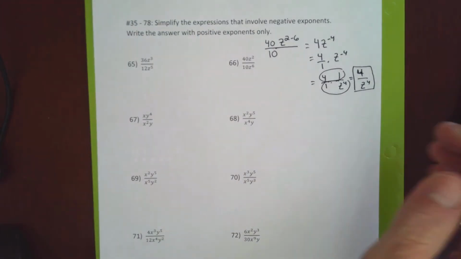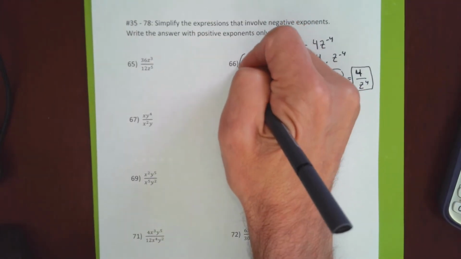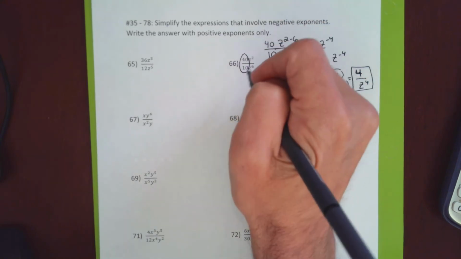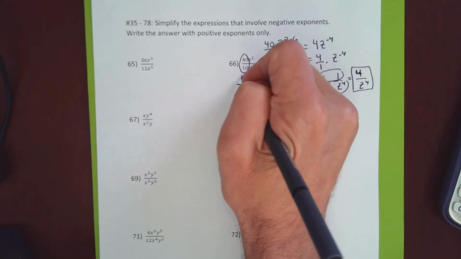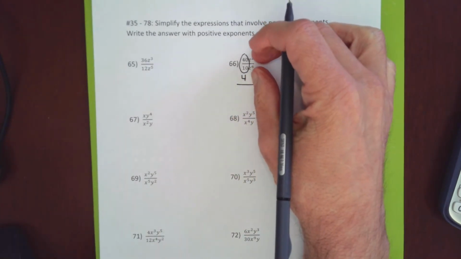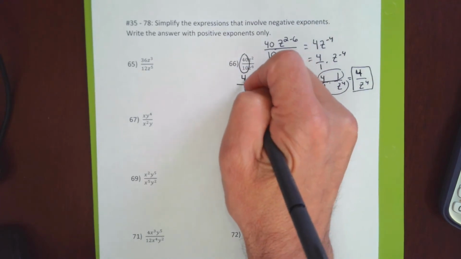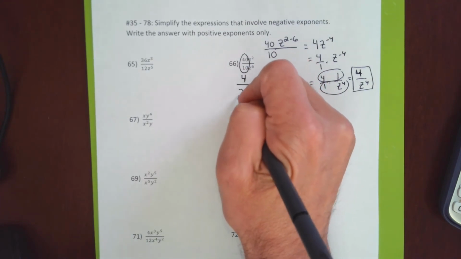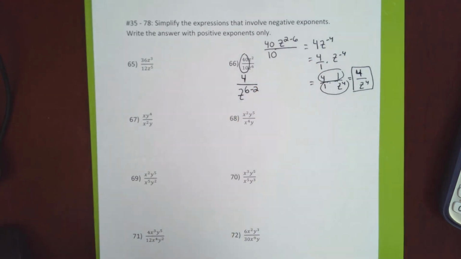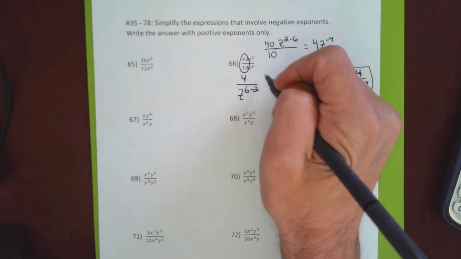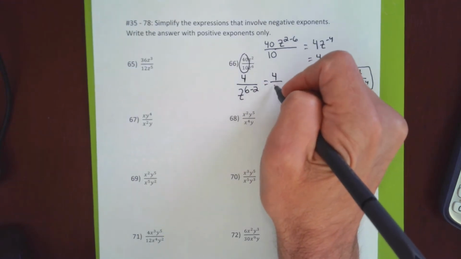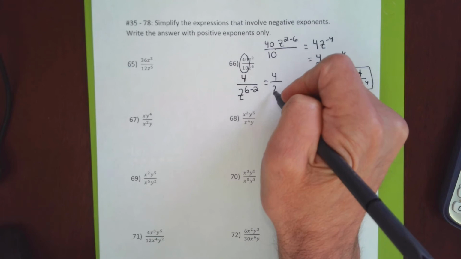The lazy way to do it would be this. 40 over 10 reduces to 4. That 4 belongs in the numerator because the bigger number is in the numerator. I look at the letters. Bigger exponents in the denominator. I can avoid negative exponents if I leave the letter in the denominator and do big exponent minus small exponent. And this is going to give me the 40 over 10, which is 4 in the numerator, and 6 minus 2 is 4 in the denominator.